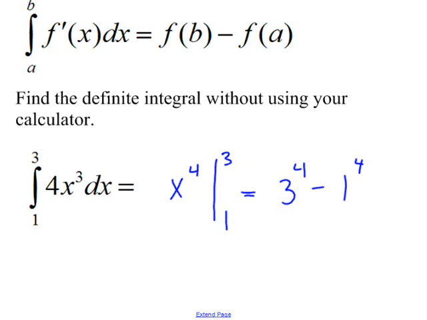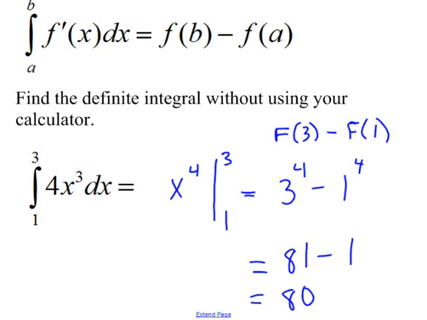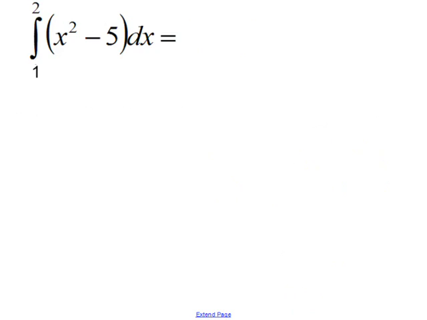Okay, so this is f of 3 minus f of 1. And that answer is just 3 to the fourth, which is 81, minus 1 to the fourth, which is 1. And so my answer is 80. All right. Let's look at another one.